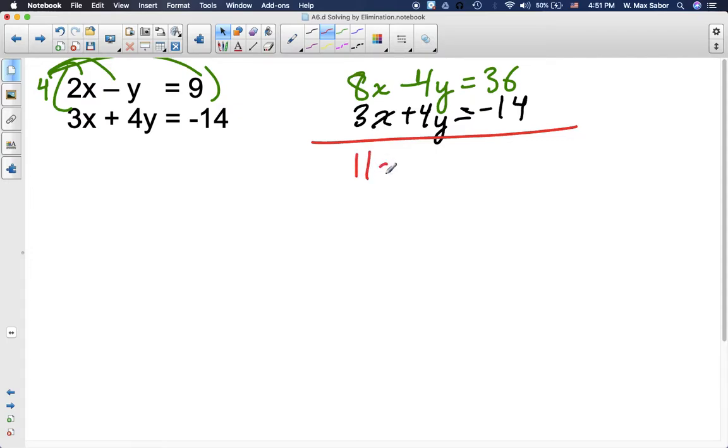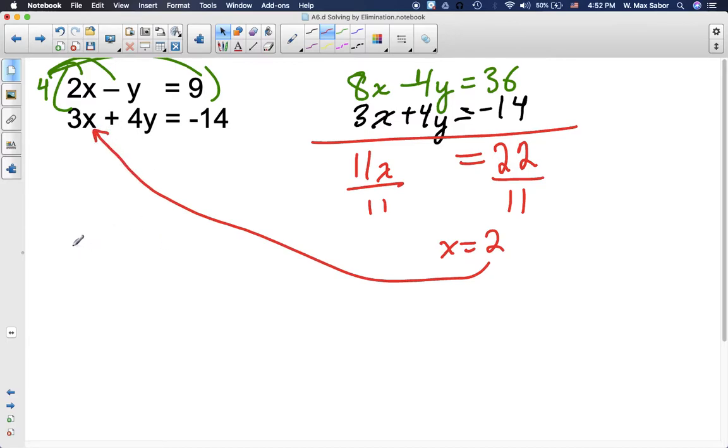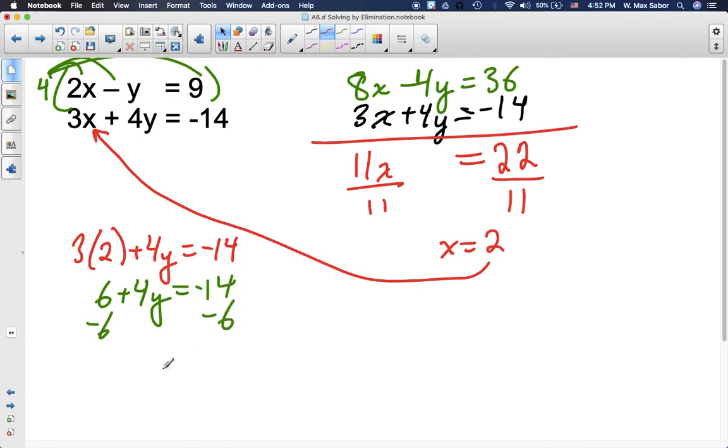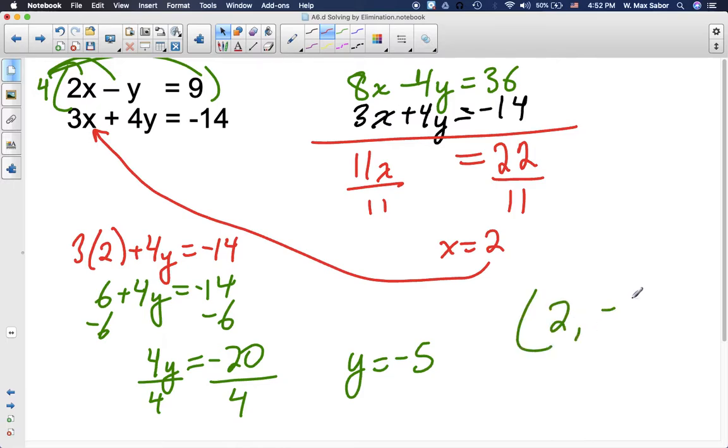8x plus 3x is 11x. These add to 0, and these add to 22. Dividing by 11 gives x equals 2. And substituting back in gives 3 times 2 plus 4y equals negative 14. 6 plus 4y equals negative 14. Subtracting 6 from both sides and dividing by 4 gives y equals negative 5 for our point of 2, negative 5.